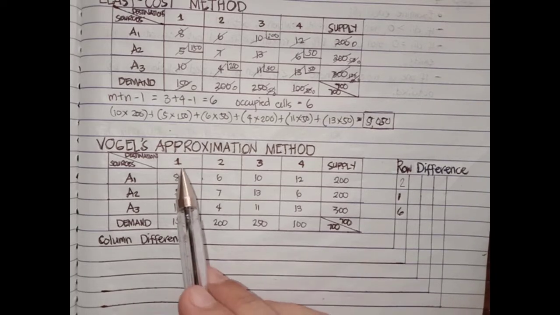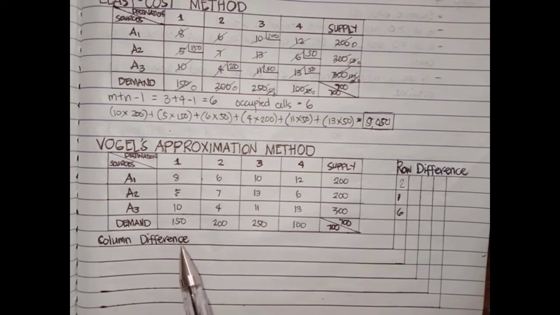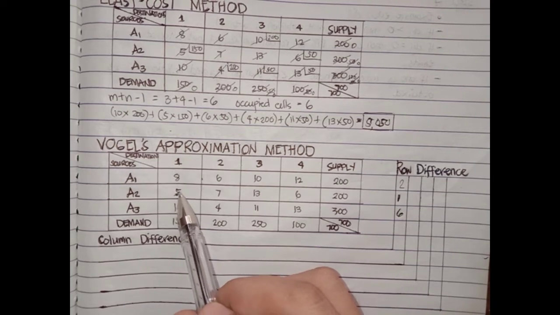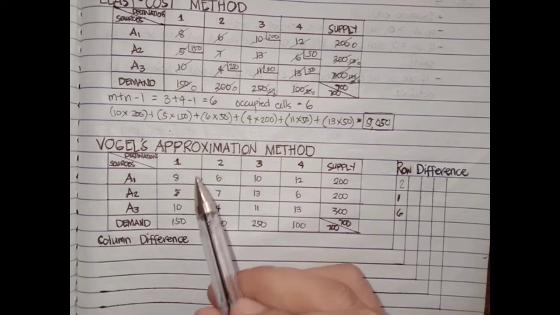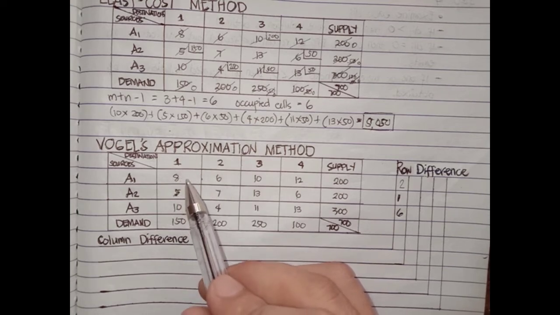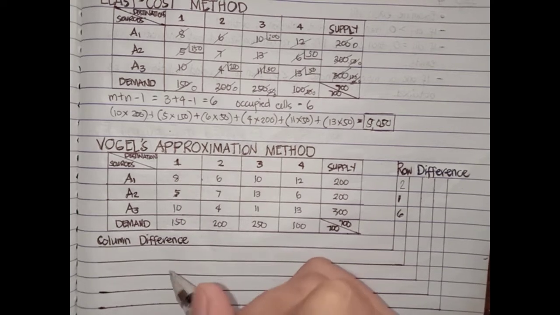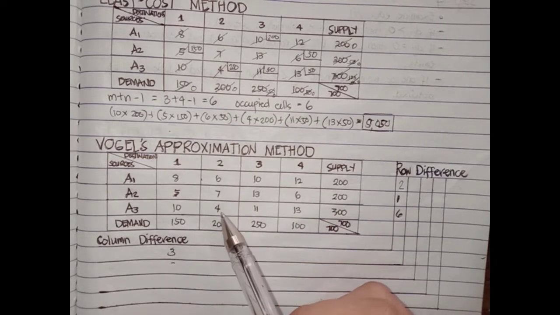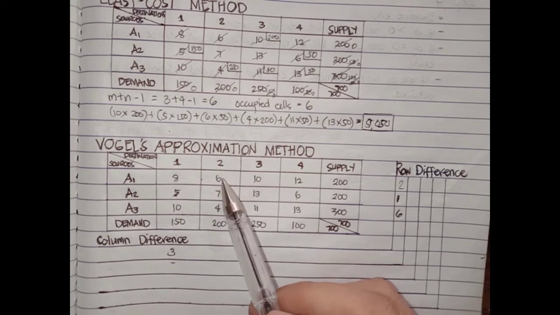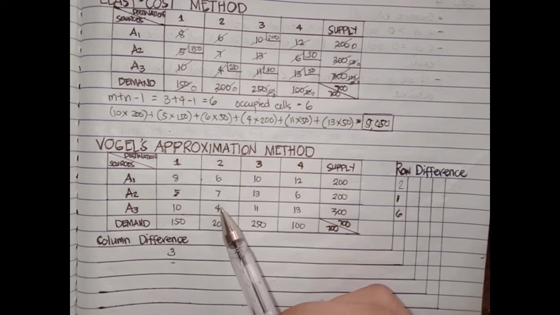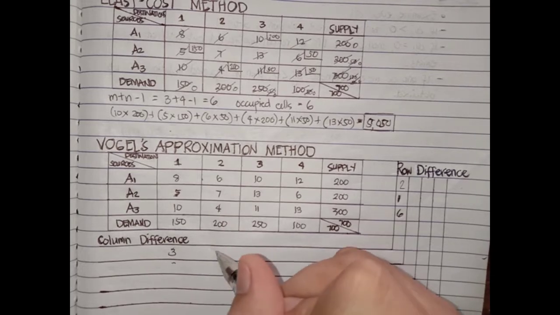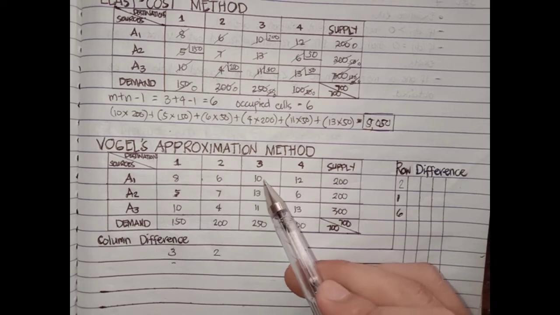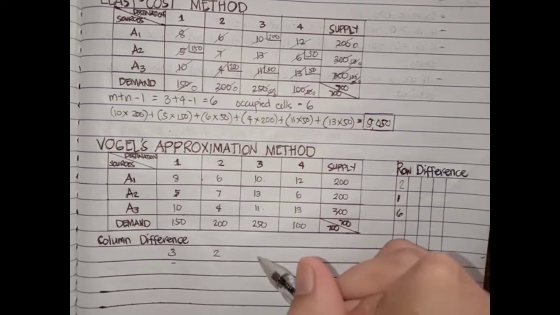Next, in this column, same process: we'll find the smallest value of this column, which is 5, and the second smallest is 8. So the difference of 8 and 5 is 3. The next column has 4 as the smallest, followed by 6. So 6 minus 4 is equal to 2. Here we have the smallest of 10 followed by 11, so the difference is 1.